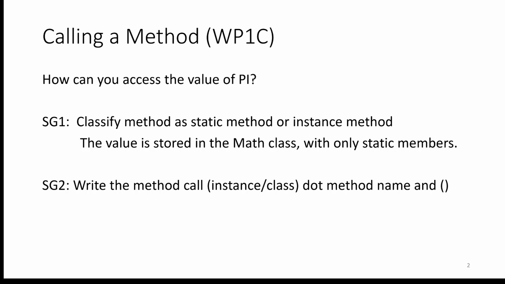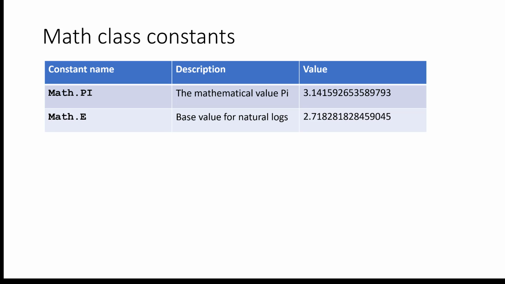However, in this case, we're not actually calling a method, we're actually calling data. So here we have math.pi. Also note that pi is in all capital letters, indicating that it's a constant. So to access the value of pi, it's just math.pi. Here are some of the constants within the math class that you can access: pi and the base value for natural logs, e.